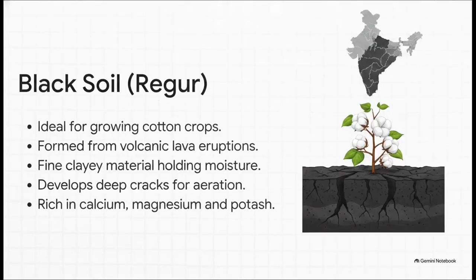Next up is the very distinct black soil, also known as Regur soil. This stuff was born from ancient volcanic lava, or basalt, spreading across the Deccan Plateau. And let me tell you, it is a cotton farmer's best friend. It's made of extremely fine, clayey material, which gives it a literal superpower, moisture retention. During the scorching hot summers, it develops these deep cracks, which is amazing because it essentially aerates itself. Plus, it's absolutely loaded with nutrients like calcium carbonate, magnesium, and potash.